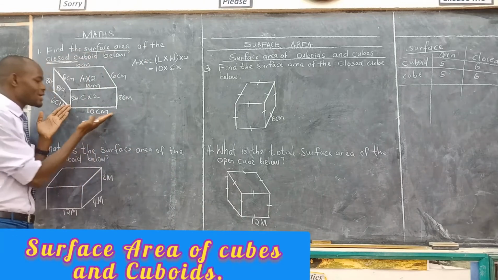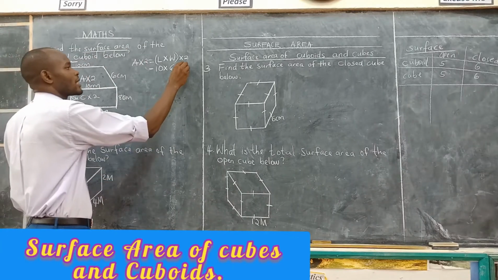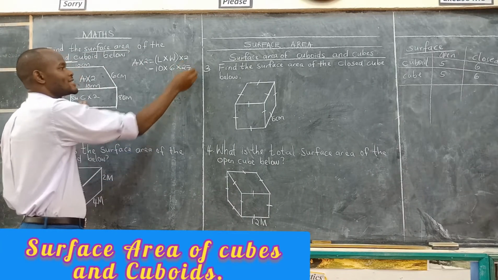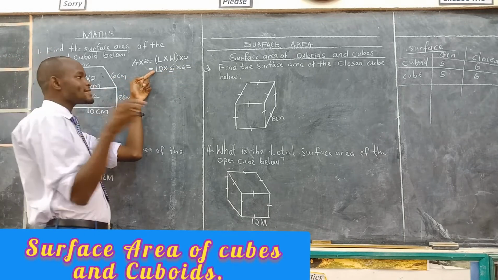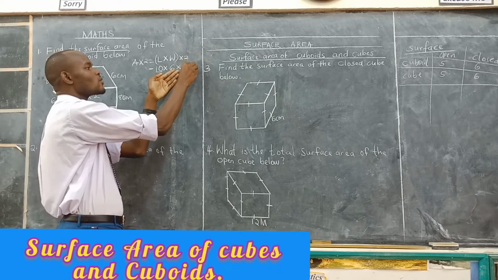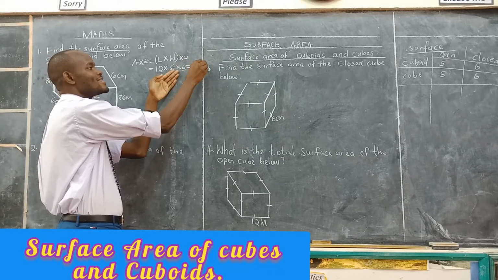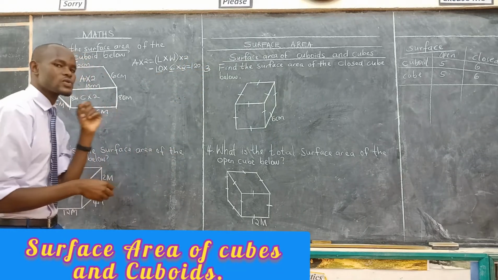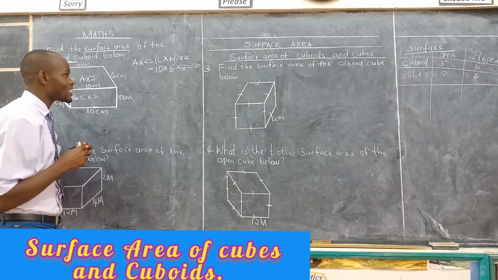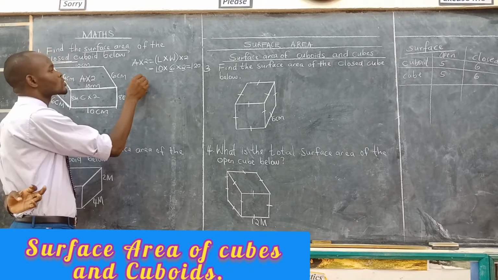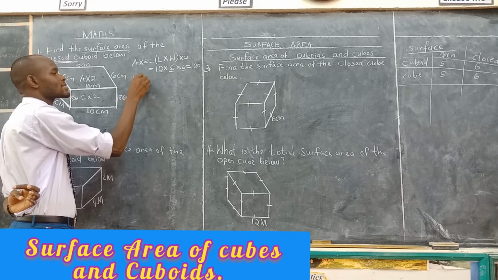We have another similar face at the bottom. That is why we are multiplying by 2. What is the answer? 10 times 6, you get 60. 60 times 2, you get 120. These are centimeters squared because we are talking about area. So we go to B.